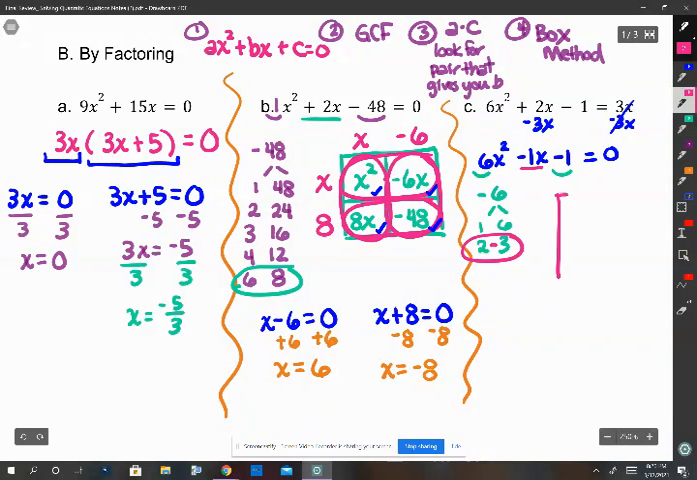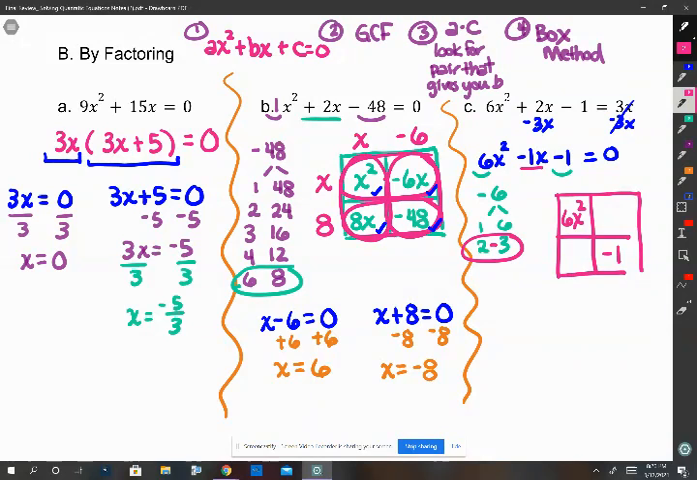And so we do our box. We're going to go with 6x squared. So first term in the first box, last term in the last box. The pair that we picked goes in the other 2 boxes, and it doesn't matter, remember, where they go. One goes in one box, one goes in the other. And then we're going to take out the greatest common factor.